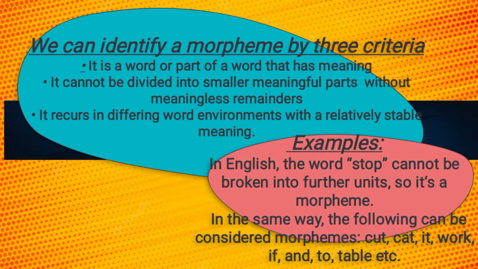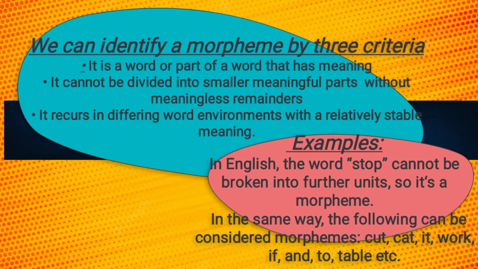So we can identify a morpheme by three criteria. One, it is a word or part of a word that has meaning. Two, it cannot be divided into smaller meaningful parts without meaningless remainders. Three, it recurs in differing word environments with a relatively stable meaning. Okay, so the first one is saying that it is a word or a part of a word that has meaning. Okay, so we have examples.